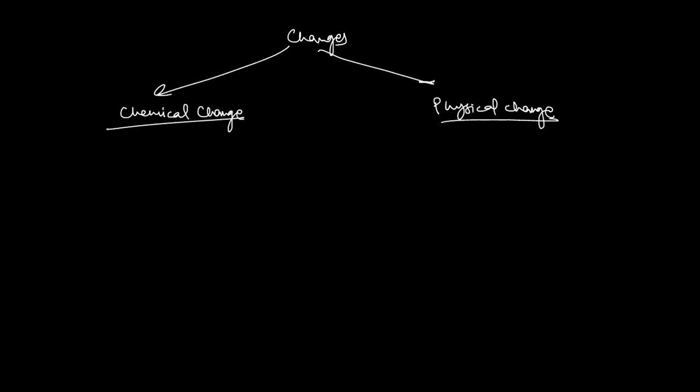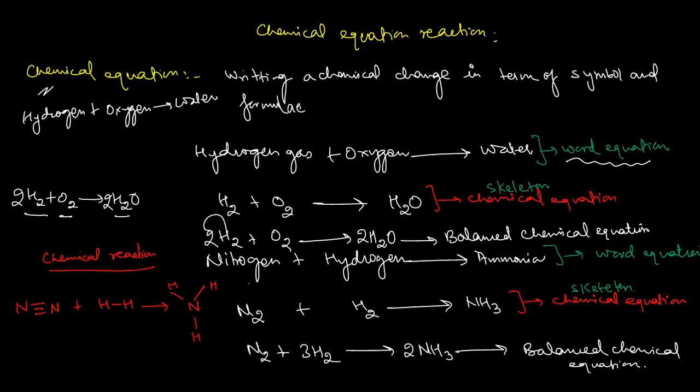Chemical change. Writing a chemical change in terms of symbols and formulas. Yes, this is actually a chemical equation. If we write the chemical change in terms of symbols and formulas, then it is called a chemical equation. We have written this: writing a chemical change in terms of symbols and formulas is called a chemical equation.